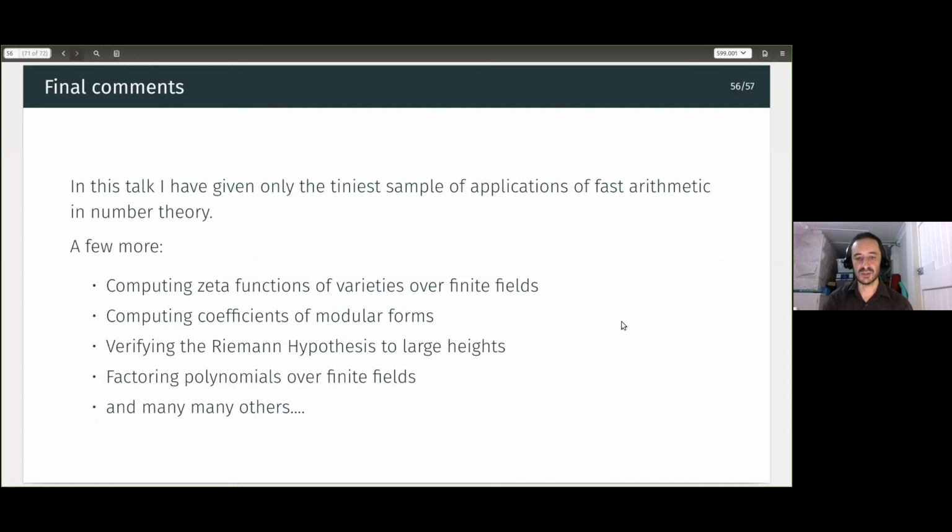So finally, I'll just mention that, of course, in this talk, I've only given a very, very brief sample of the kind of problems that you can attack using fast arithmetic in number theory. And here is a brief list of a few other problems. And I think I will finish up there.